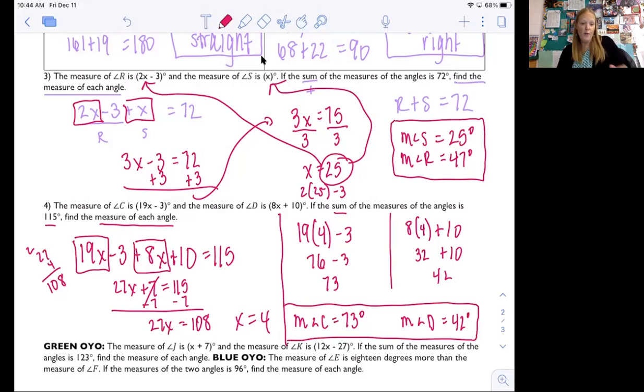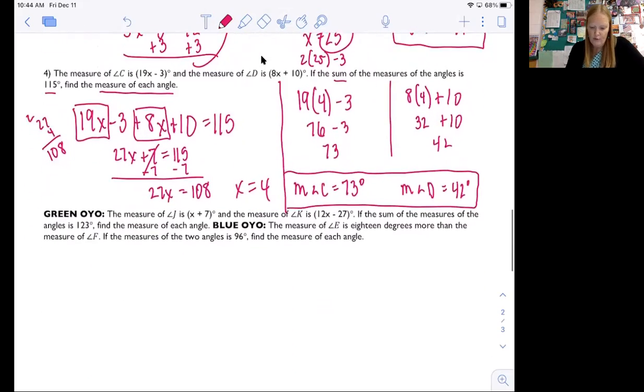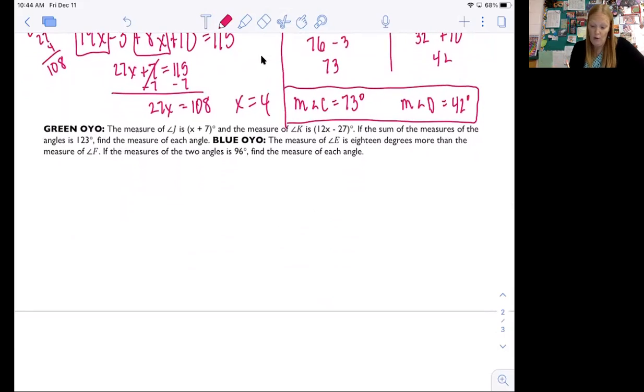So those are my answers. All right, for the on your own, you have a choice. There's a green on your own, and then there's a blue on your own. Take a minute and decide which one you want to do. You can do them both if you want, not required, but either do the green or do the blue. This will maybe give you an idea if you want to do the green or the blue homework. Hit pause and I will see you in just a second.